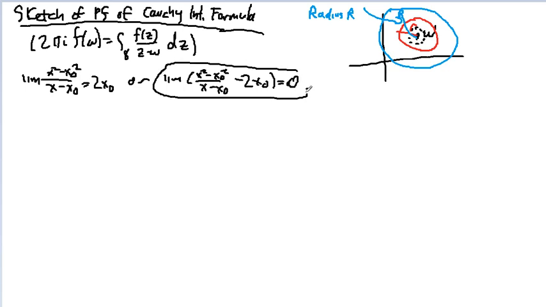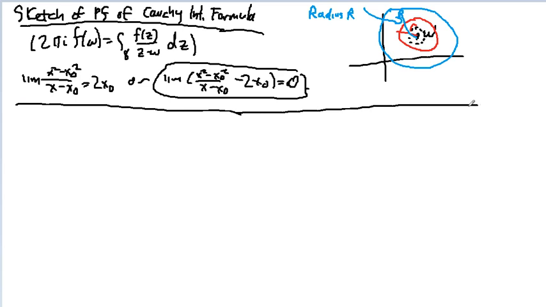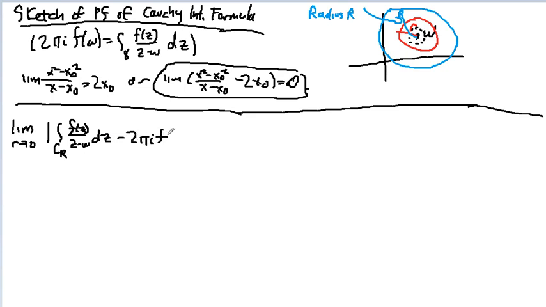We're going to prove it by using this approach. We're going to show that the difference between what we have and what we want goes to 0 as r goes to 0, little r. So here's basically what we need to do. We need to show the limit as r goes to 0 of the integral over the big R, the one that we're given in the problem, minus 2 pi i times f of w. We're going to show that this equals 0.